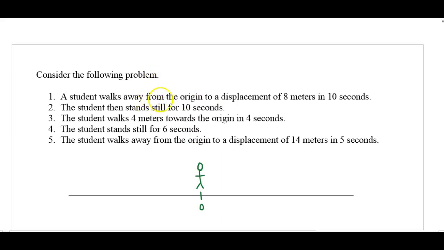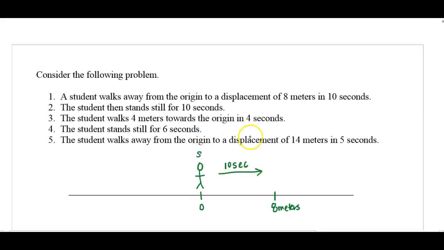And the person's walking away from the origin to a displacement of 8 meters in a total of 10 seconds. So let's say they're moving to the right and they travel to a displacement of 8 meters. And let's say this took a total of 10 seconds. So we're just trying to track each of the person's movements.